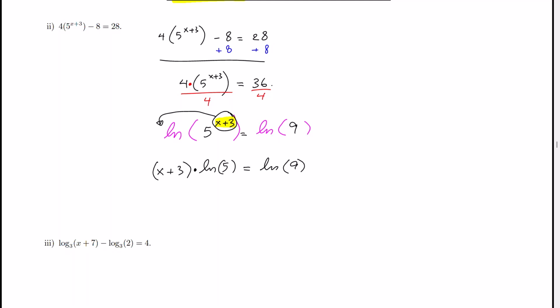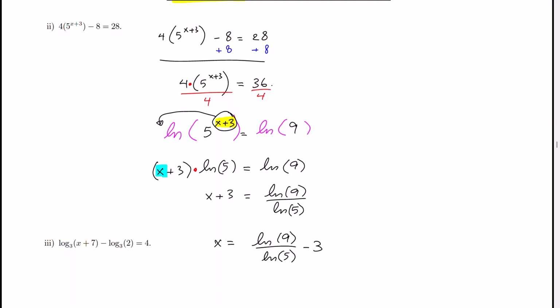Now, ultimately, I'd like the x to be alone. So to get x alone, first I need to get rid of the ln 5. Then I need to get rid of the 3. So ln of 5 right now is being multiplied, so we will divide both sides by ln 5. And whatever you do on one side, you've got to do on the other side. So x plus 3 is equal to ln of 9, all divided by ln of 5. And finally, the 3 must go. So the 3 is being added. So to make it disappear and show up on the other side, I need to subtract 3. So the final answer is ln of 9 divided by ln of 5 minus 3.